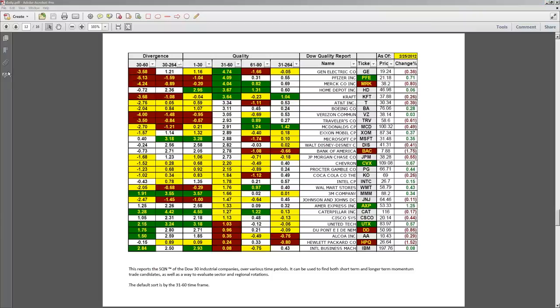We'll take a look at the system quality numbers in here. So we're taking a look at the Dow 30 right now. I've got it sorted by system quality number from 2 months ago. And I like to start among the red. I like to find things that were red and are now getting much better.